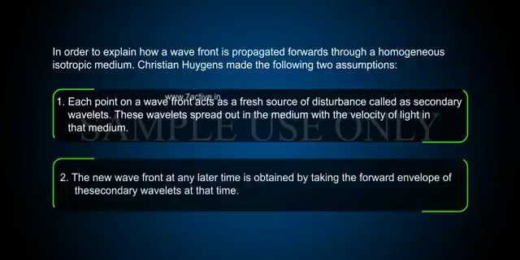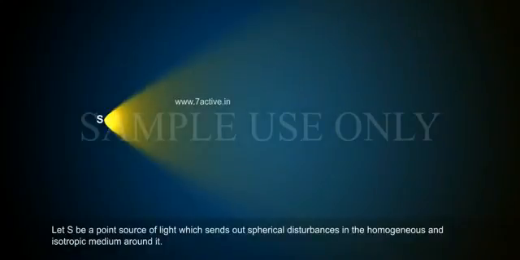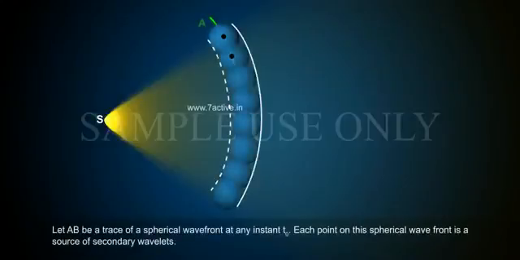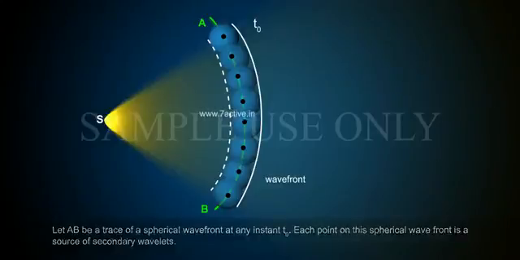2. The new wavefront at any later time is obtained by taking the forward envelope of the secondary wavelets at that time. Let S be a point source of light which sends out spherical disturbances in the homogeneous and isotropic medium around it. Let AB be a trace of a spherical wavefront at any instant t0. Each point on this spherical wavefront is a source of secondary wavelets.